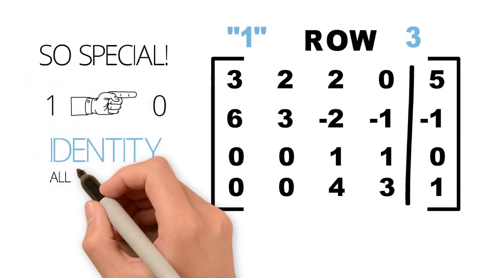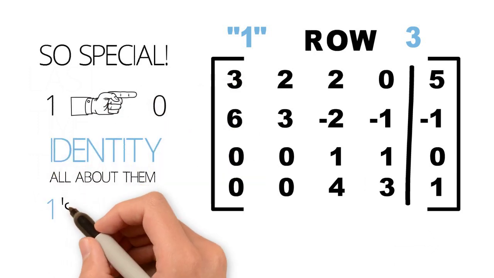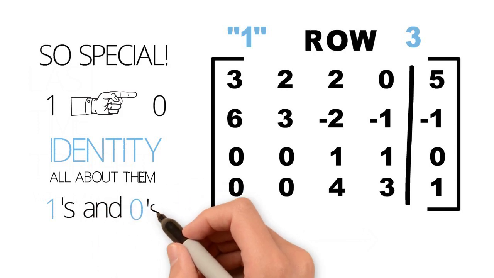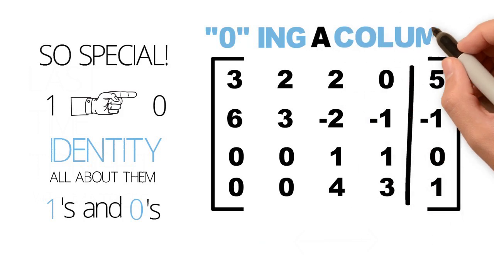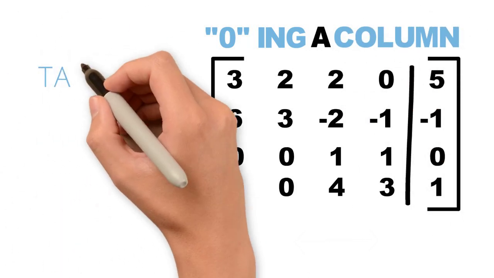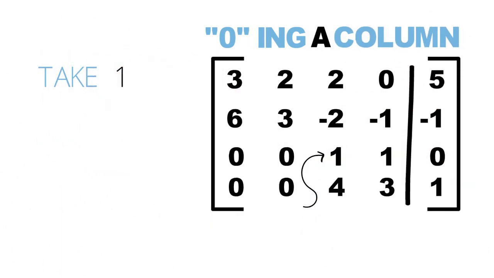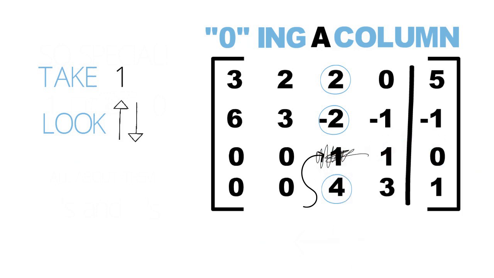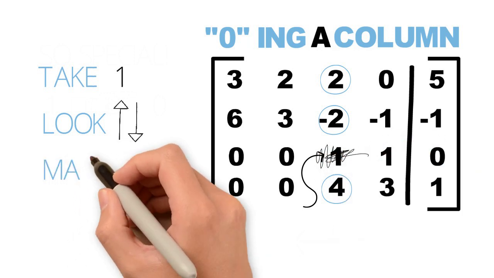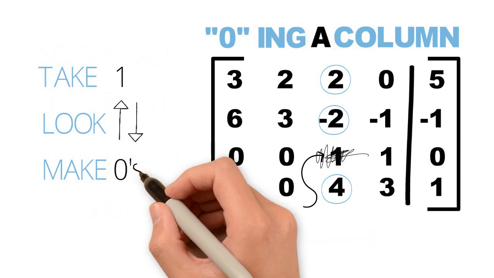The identity matrix is all about ones and zeros, so the next thing you do after you get a 1 is you make zeros. So what we're going to do next is this thing called zeroing a column. Once you have wonned a row, you're going to take that new 1 that you worked so hard to make, and look at all the spots above and below it, all the entries in the same column, except for that 1 itself. And our goal is to turn each and every one of those into zeros.